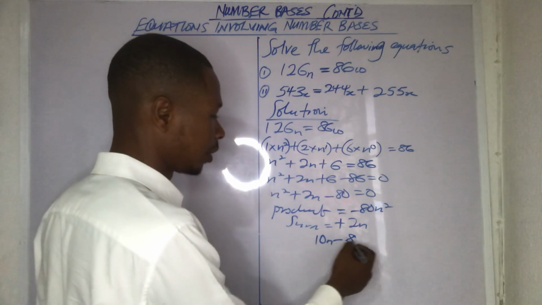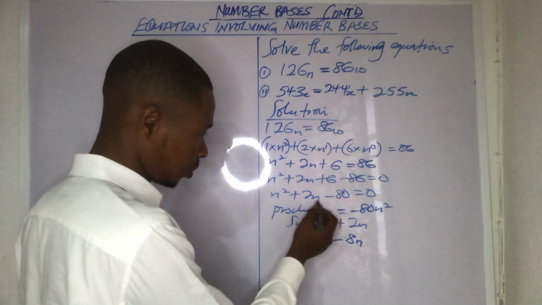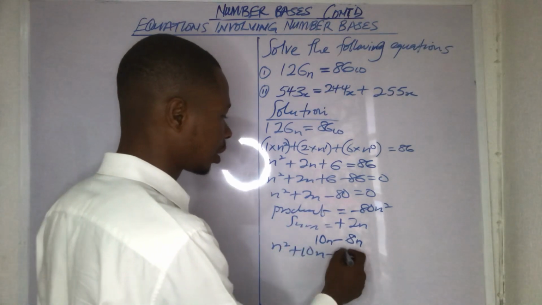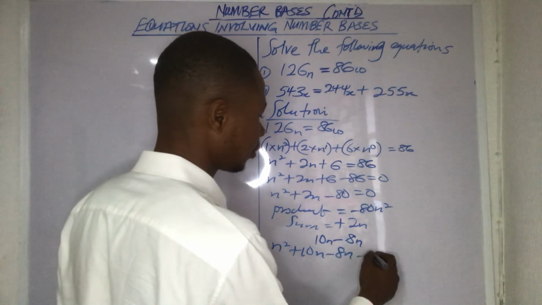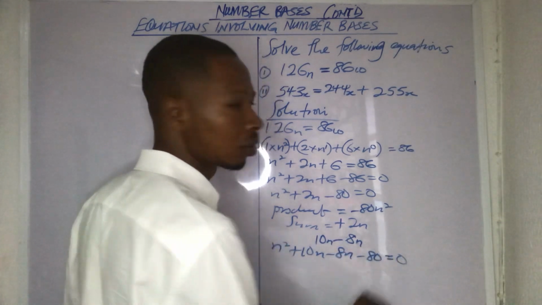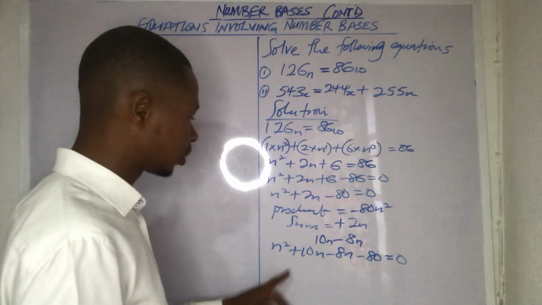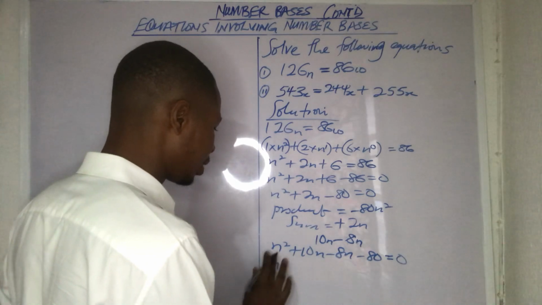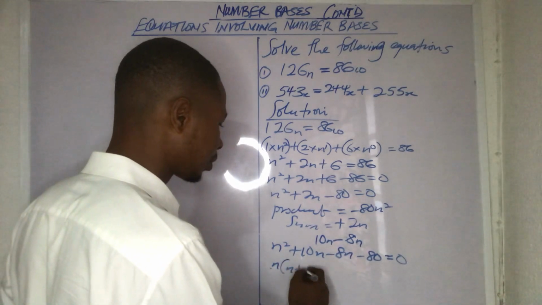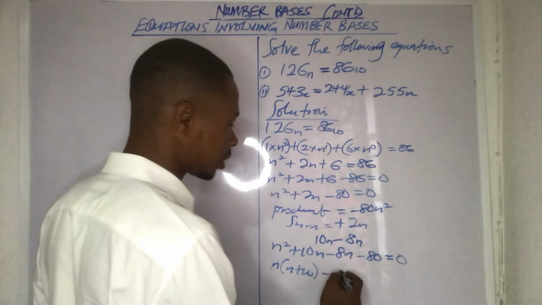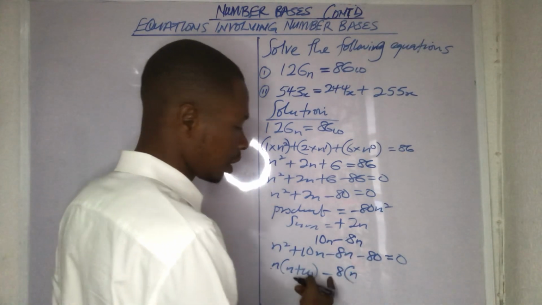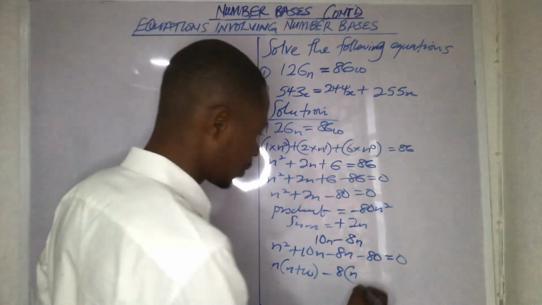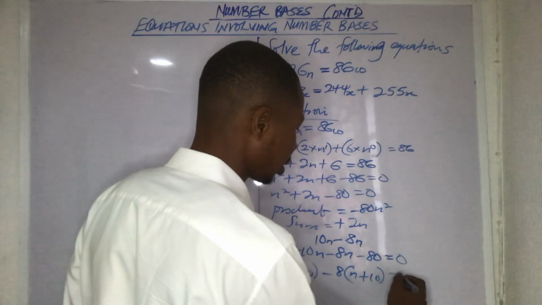Then you put your n and n. So substitute this 2n with this one. You have n squared plus 10n minus 8n minus 80 is equal to 0. So we factor out what is common between this and this. You have n is common. Then you have n plus 10. Minus this and this, 8 is common, so you have n. Since I factor out a negative number, the sign inside the bracket will change. So that will give me plus 10 is equal to 0.